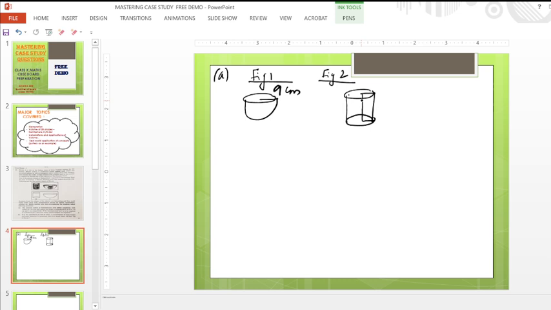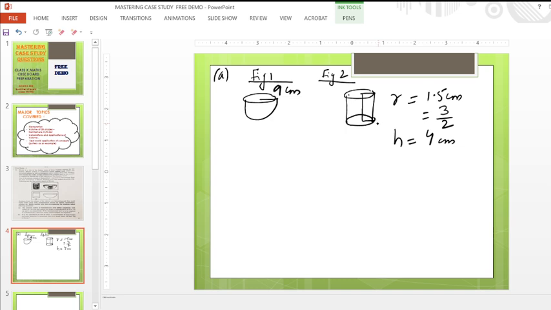And in figure 2, the radius of the cylindrical jar is 1.5 centimeter. So always convert it into a fractional form, so the calculations will be easy. And the height is given to be 4 centimeter. So the radius of the hemispherical ball is given, and the radius and height of the cylindrical jar are given. Now the question is, if the hemispherical ball is to be emptied into cylindrical jars, then how many cylindrical jars are required?